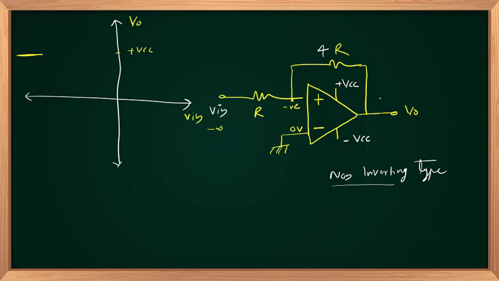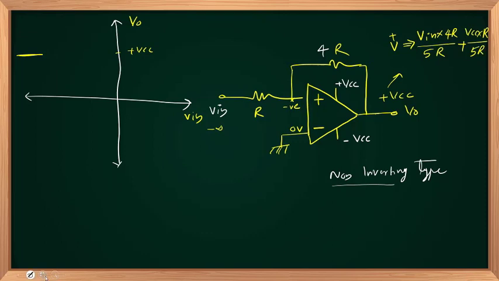So the moment output is at plus VCC, my V plus will be equal to... Now it divides between R and 4R. So V in divides between 4R and R, plus VCC divides between R and 4R. So V plus will be V in divided between 4R and the total resistance is 5R, plus VCC divided between R and 5R.